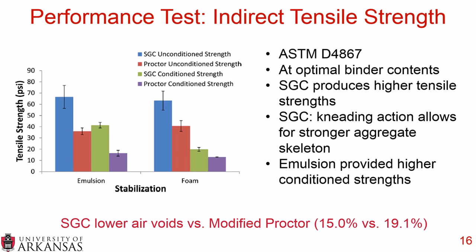Now, another reason is that these two different compaction methods produced two different air voids too, and the SGC had lower air voids versus the modified Proctor. The SGC was compacting samples to about 15% air voids, whereas the modified Proctor was compacting them to about 19.1%. So that could also play into the equation here as well.